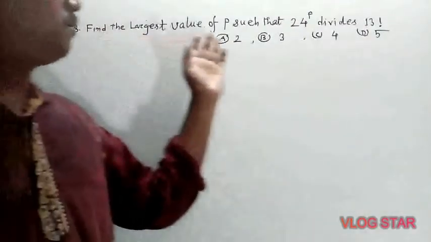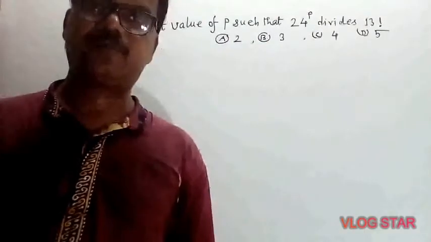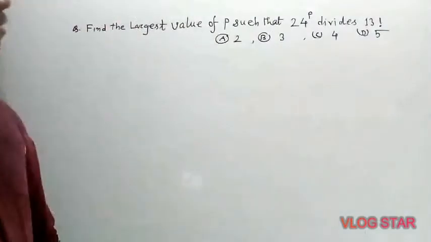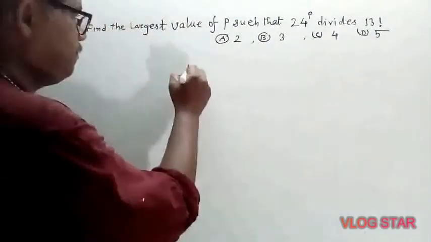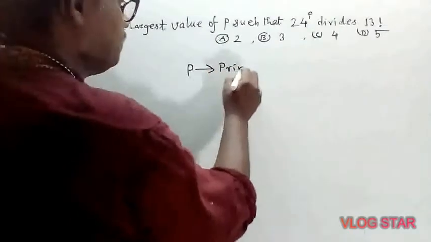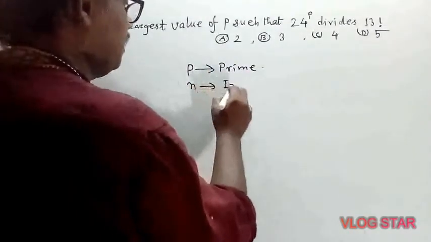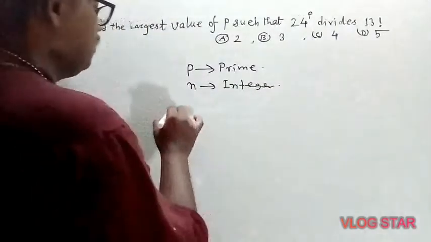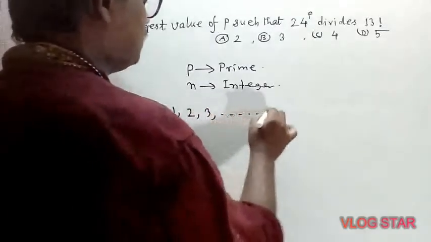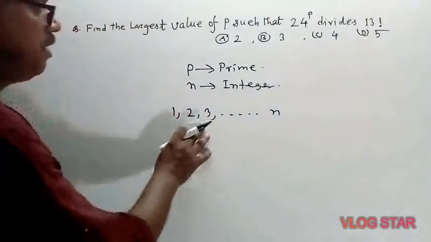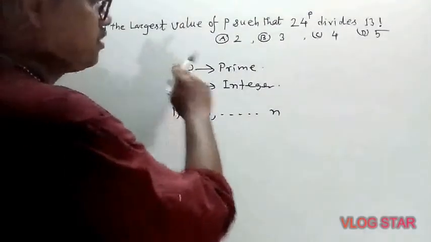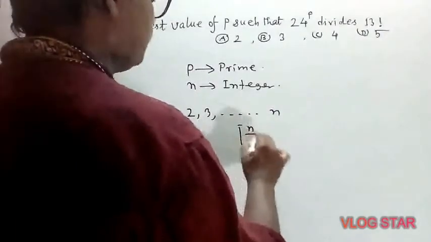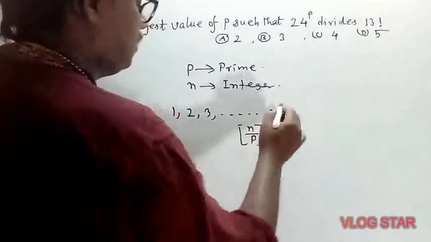To solve these problems, we have to acquire some knowledge about the exponent of a prime in n factorial. To do this, suppose p is a prime and n is any positive integer. Then among 1, 2, 3 up to n, the last number which is divisible by p is given by the greatest integer value of n by p, into p.